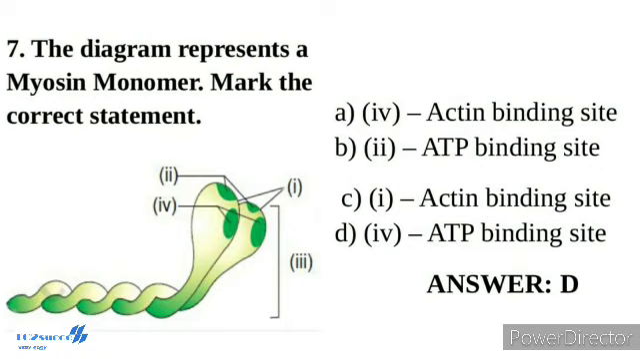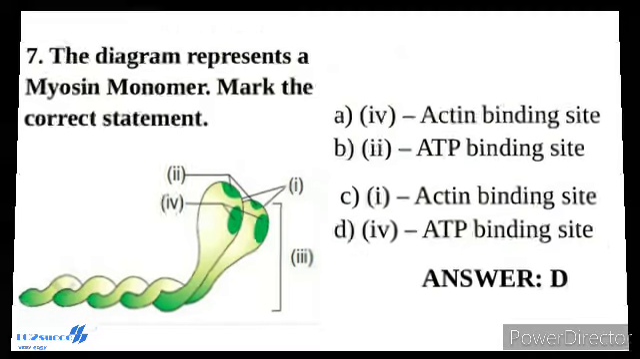So the correct answer is option D. D is ATP binding site. Diagram number 1 is head. Number 2 is actin binding site. Number 3 is cross arm. Number 4 is ATP binding site.